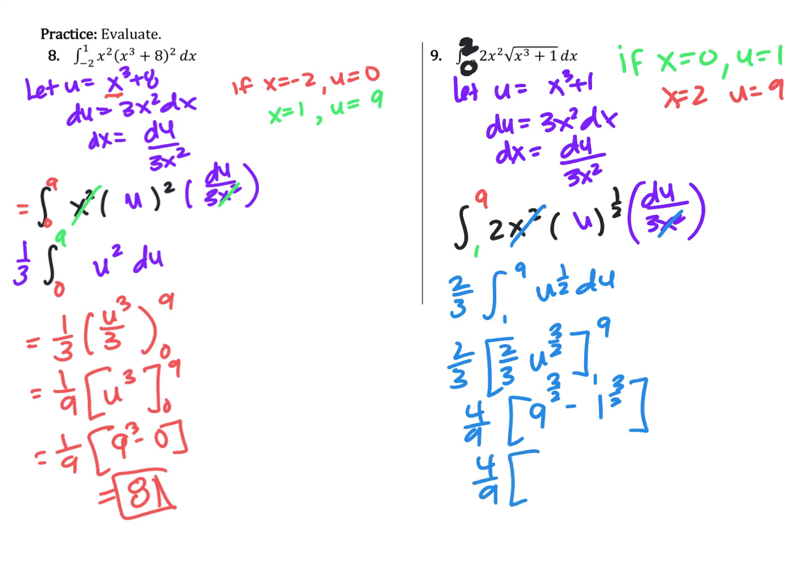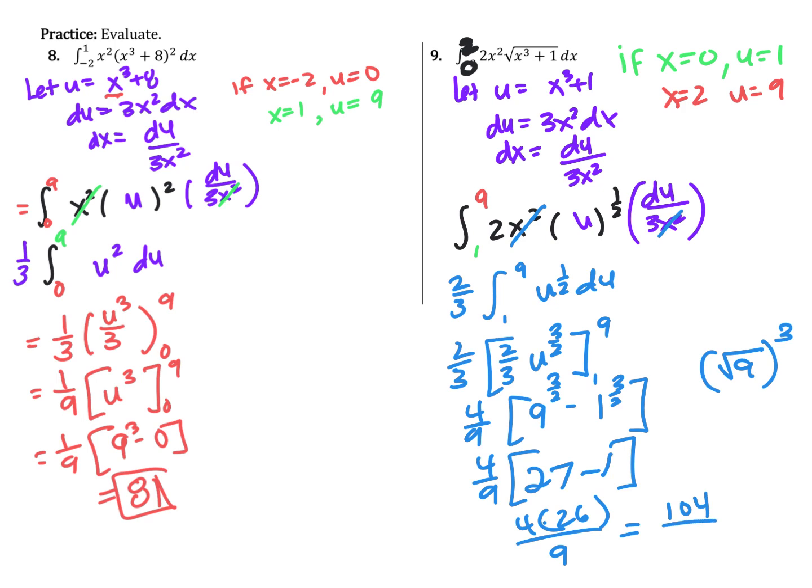9 to the 3 over 2 is the same thing as the square root of 9 cubed. Well, the square root of 9 is 3. 3 cubed is 27. 1 to the power of anything is just going to be 1. So this is going to be 4 times 26 over 9, which if we simplify is going to become 104 over 9. All right, we're going to do just a couple more examples and then we're going to wrap up this video.